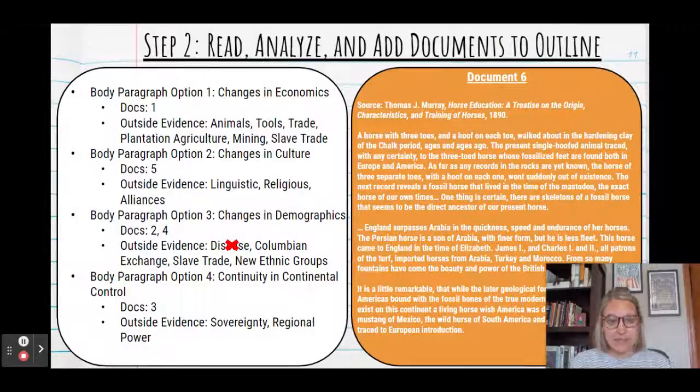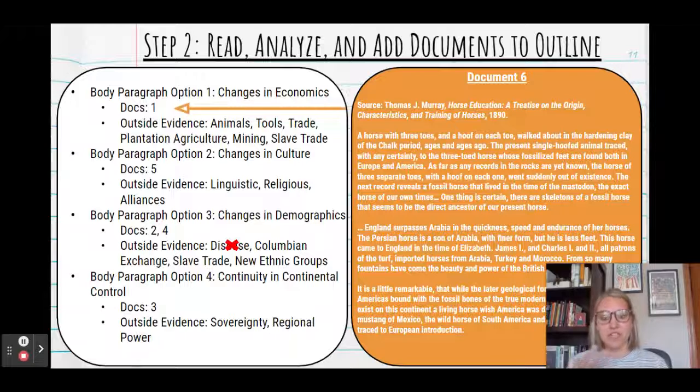Document 6, take a minute here to read this. This is one that my students sometimes struggle with. They don't understand, why are we talking about the horse? But I have to remind them back to the information about how the horse, or the modern horse, is not native to the Americas. And so I ask them to infer, how could the horse impact life in the Americas?